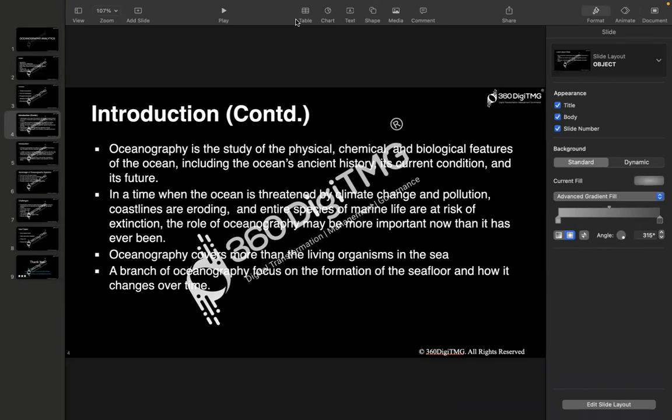So oceanography covers more than the living organisms in the sea. In the sea, we have many living creatures: reptiles, fishes, whales, etc. A branch of oceanography focuses on the formation of the sea floor and how it changes over time.